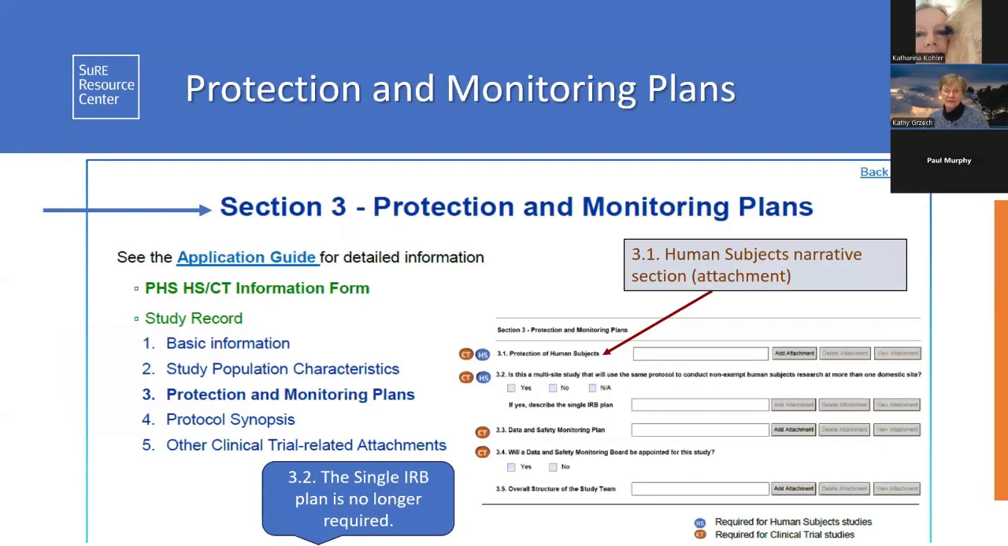Okay, that brings us to section 3, where you're writing the protection and monitoring plans. This is where you actually attach your human subjects narrative section. And you answer that final question, 3.2, is this a multi-site study that will use the same protocol to conduct non-exempt human subjects research at more than one domestic site? You check yes or no. However, you no longer have to provide a single IRB plan. NIH no longer requires that.